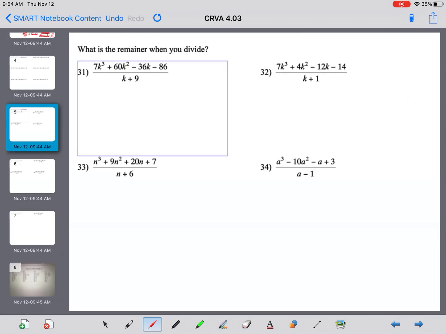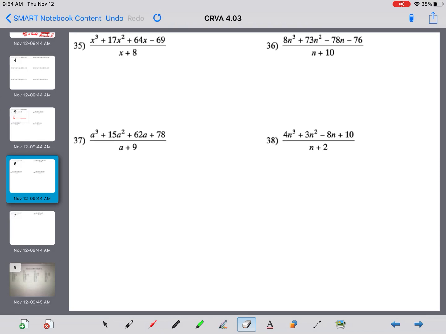Last but not least, what is the remainder when you divide? Now, they've been using the elementary division symbol, but here they have a fraction bar, which also means division. So let's use synthetic division. You can do long division if you really want to. So remember, we drop down. I hope some of these are missing terms. I might not have made it that way. Shoot.